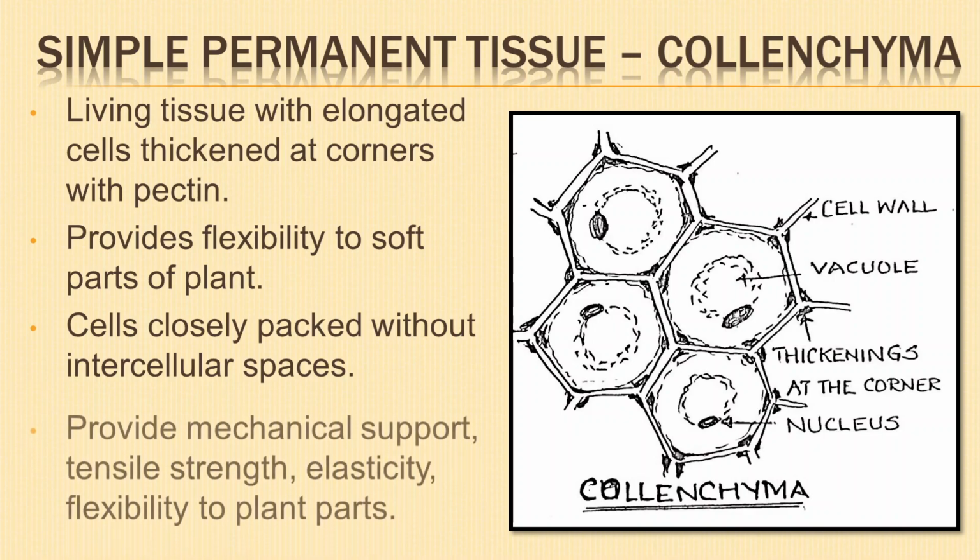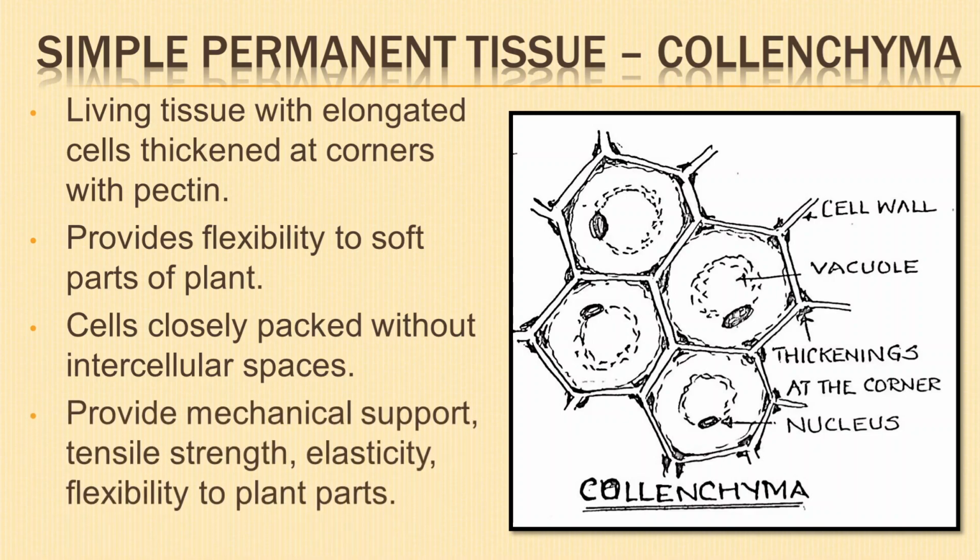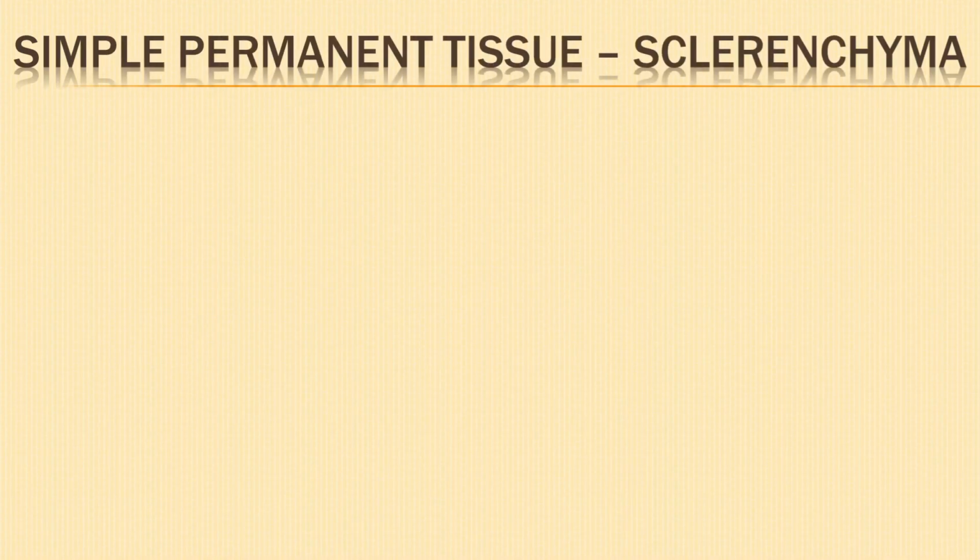The main functions of chlorenchyma are to provide mechanical support, tensile strength, elasticity, and flexibility to stem, leaf stalks, and leaves. Next are the sclerenchyma cells.